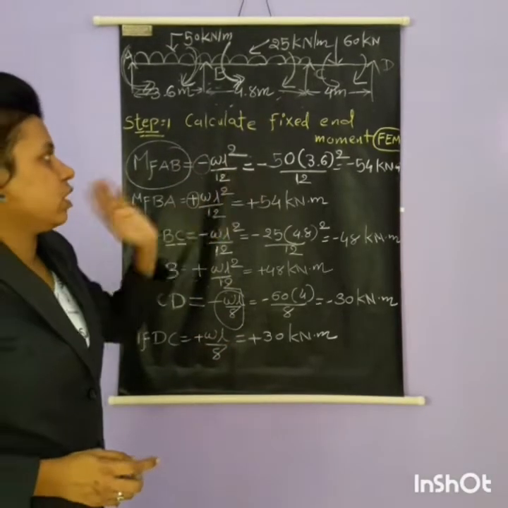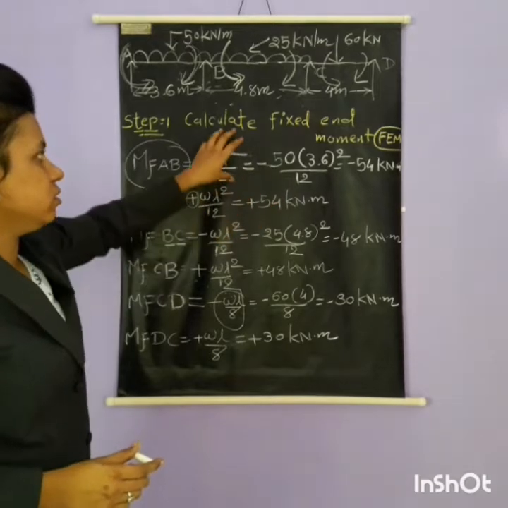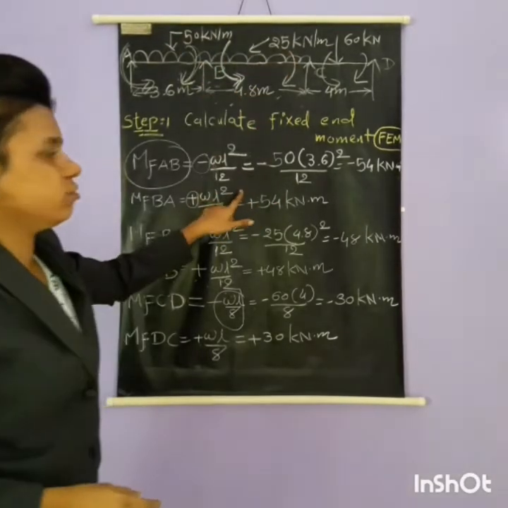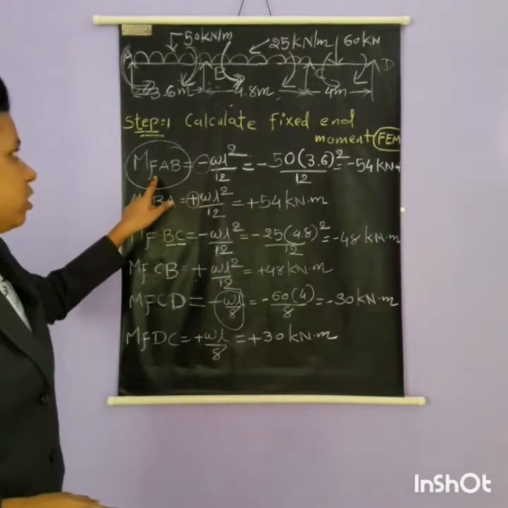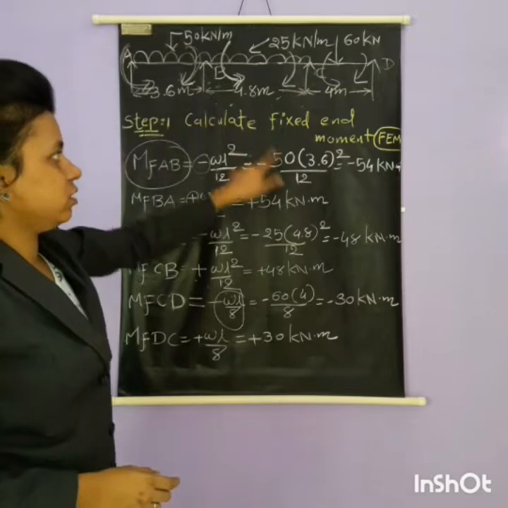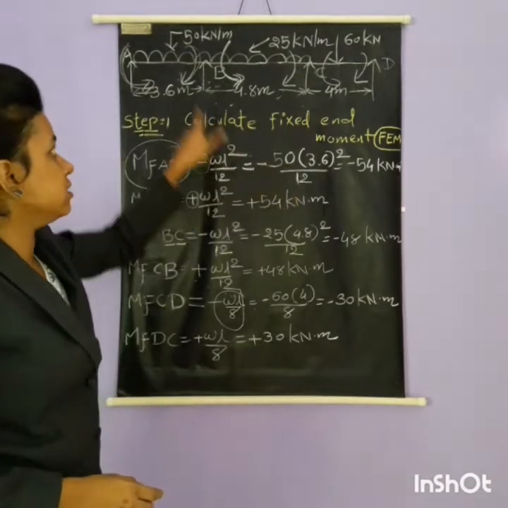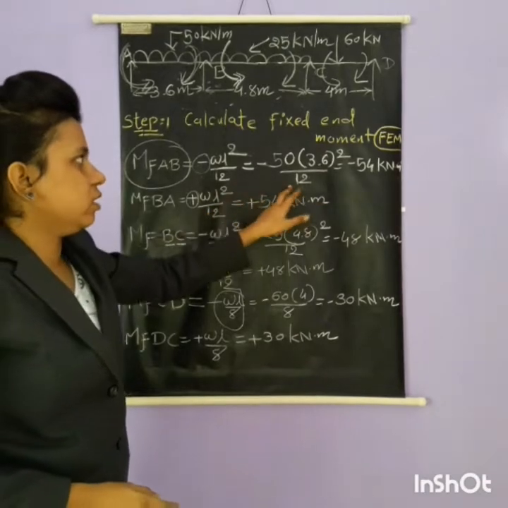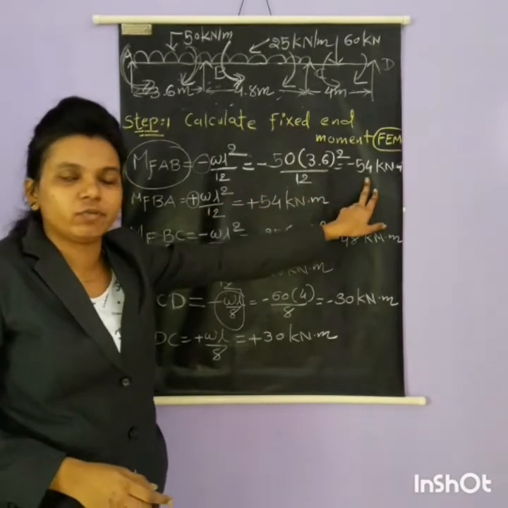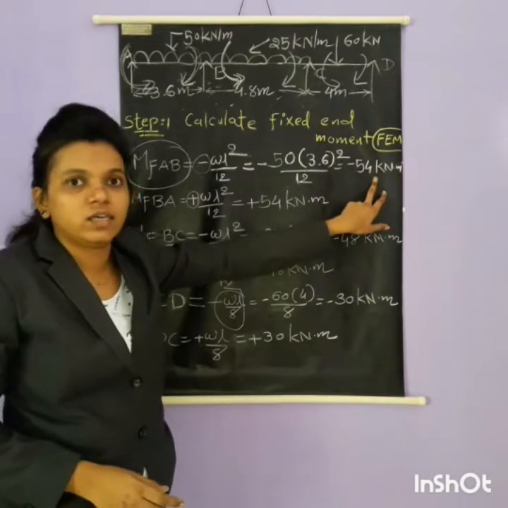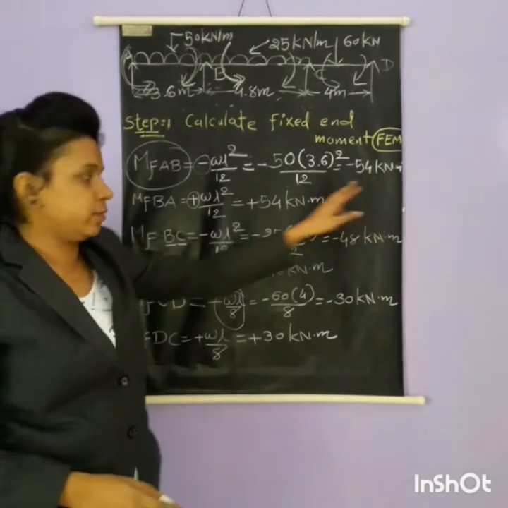Now you have to calculate the fixed end moment by putting all these values in the formula. First we have to calculate MFAB. W is equal to 50, L is equal to 3.6, divided by 12. The answer is minus 54 kilonewton meter. The unit of moment is kilonewton meter.